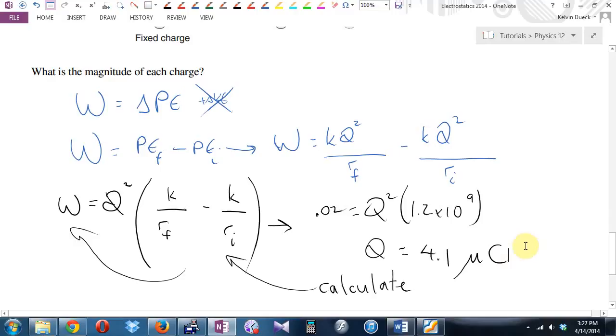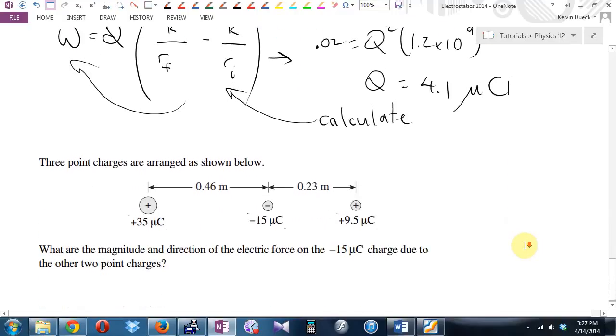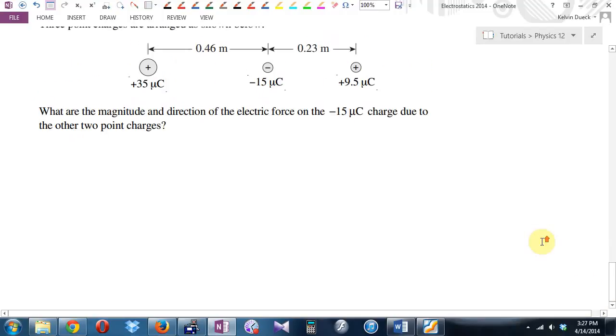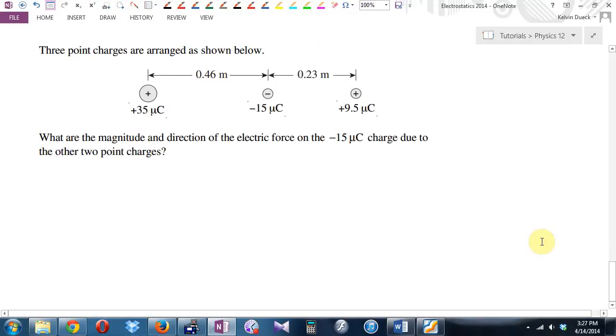Okay. What else can I ask you between point charges? I can ask you to find a force. Now, I probably won't ask you to find the force between two charges. That's too plug and chug. Between three charges, sure, but I have to tell you which charge we're focusing on. So here's a 3-charge arrangement. And it says, what's the magnitude and direction of the force on the negative 15 microcoulomb charge? We want to find the force right there.